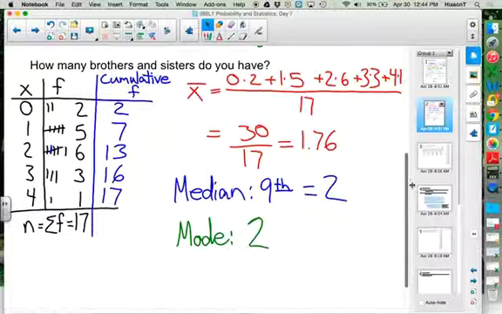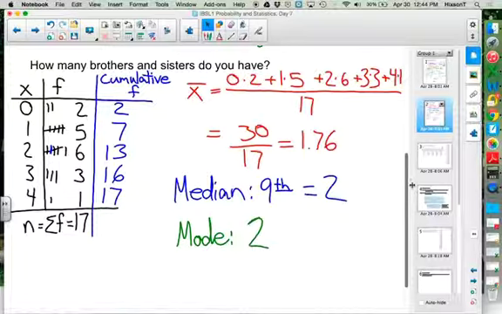We know it's the ninth score, because there's a total of 17. So if we want the middle, if you pick the ninth one, there are going to be 8 below that and 8 above that. The way you can get it, if you divide 17 by 2, you get 8.5, so the ninth one is going to be your middle score. You round up.